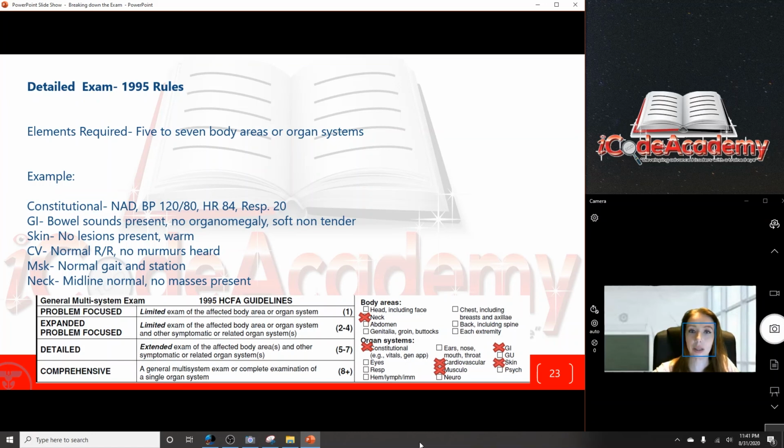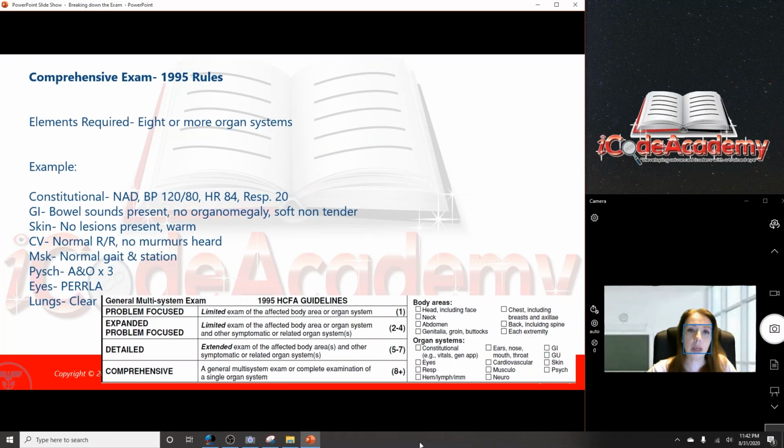You can see here that it's 5 to 7 body areas or organ systems. So when we count them up, we've got neck, which is going to be 1, constitutional 2, cardiovascular, musculoskeletal, GI, and we have skin. So we are at 6. All right, that's all we need. Last level is going to be our comprehensive exam. This is 8 or more organ systems.